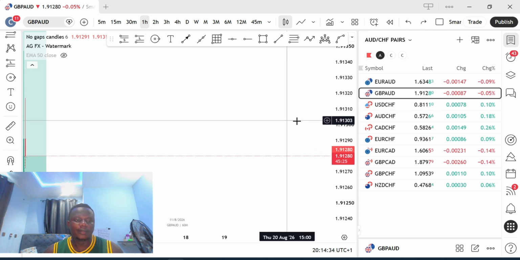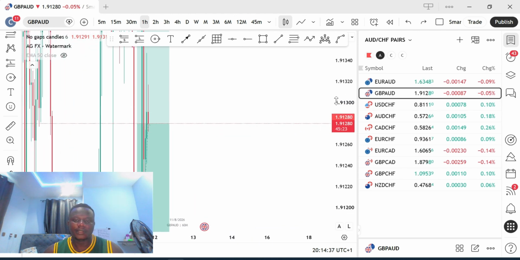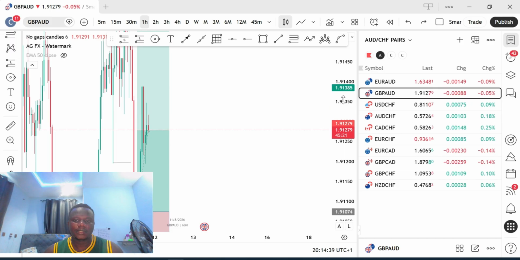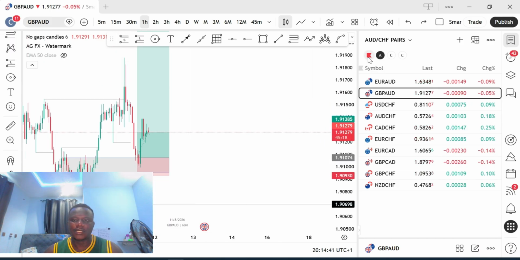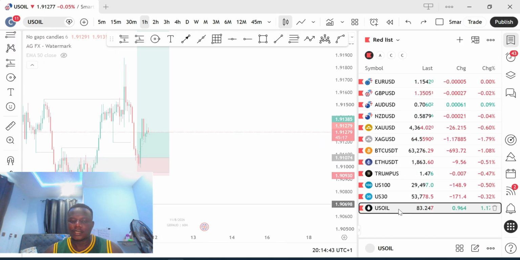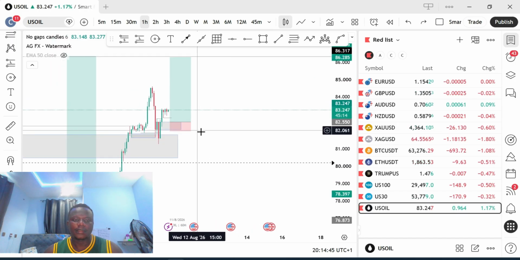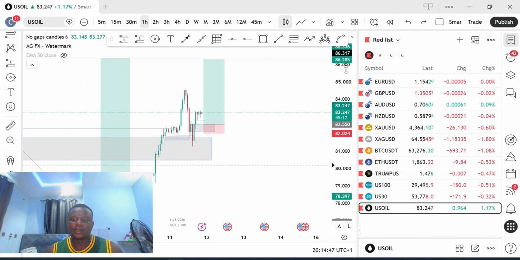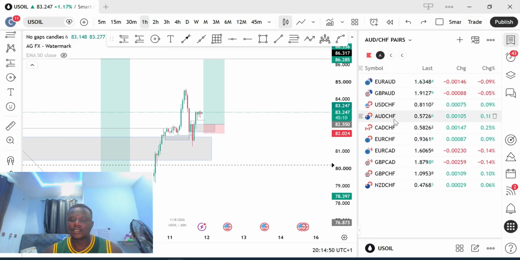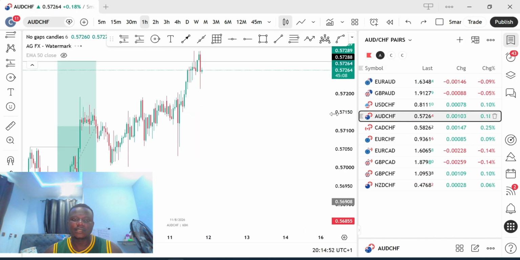Remember, we are currently on this trade. We are currently on this trade, and this guy is currently on this one. My AUD CHF has hit TP already.